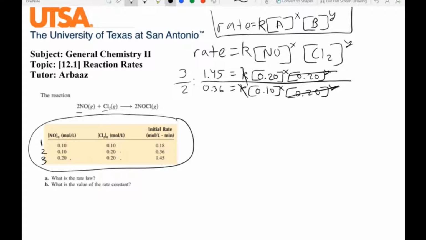And so as a result of this, we go ahead and divide all the terms. So 1.45 divided by 0.36 will give you 4.027 equals 0.2 divided by 0.1 equals 2 to the X power, and then the other stuff got cancelled. So in this case, you can kind of just see that X would have to equal 2 for this algebraic statement to be true.